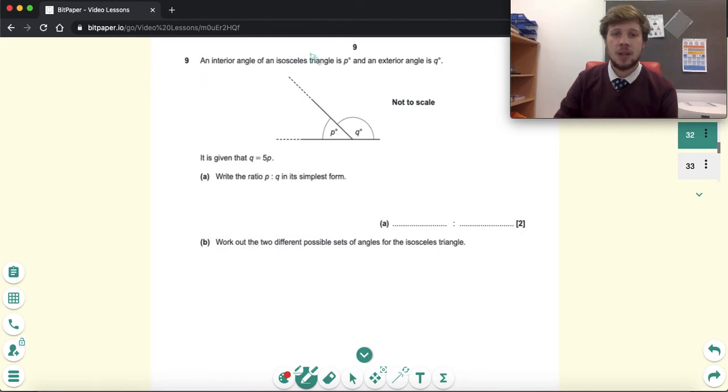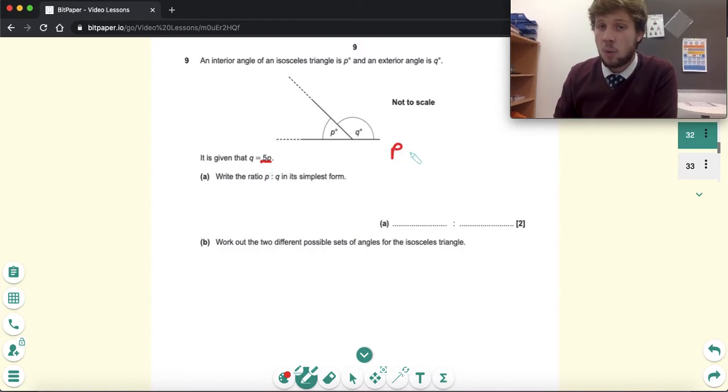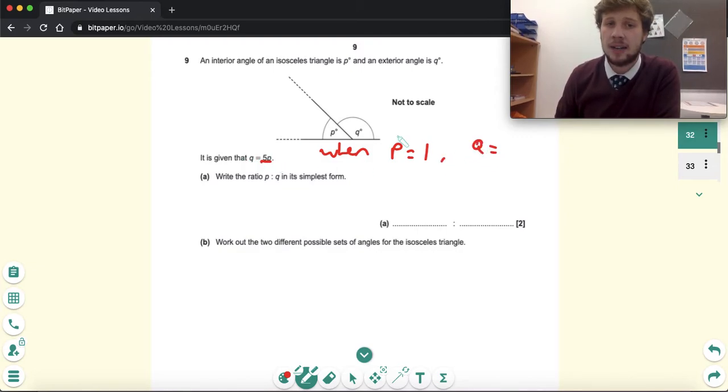Question 9. We start to look at interior angle of an isosceles triangle P and an exterior angle of Q. It is given that Q equals 5P, write the ratio of P and Q in its simplest form. The easiest way to do this is to pick a value. I'm going to say that P, because it's multiplied, when P equals 1, Q is equal to, well, 5 times 1 is 5, so Q must be equal to 5.